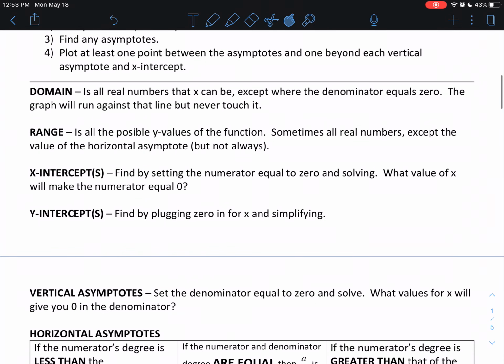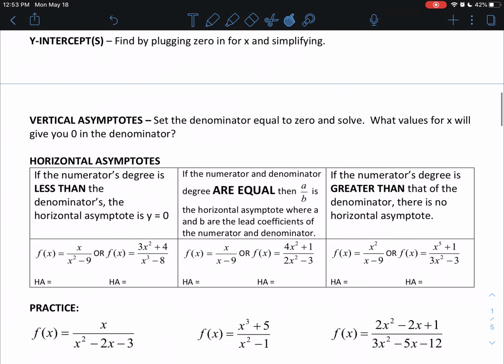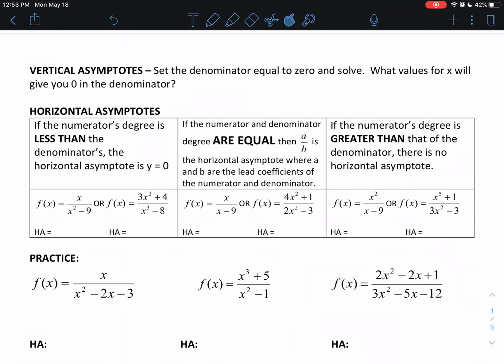All right, so domain, range, x-intercepts, y-intercepts, y'all know what that means. Y'all know the definition of these. However, this part here is where it gets important. This is the part that we're going to need to use. Vertical asymptotes. To find the vertical asymptote, set the denominator equal to 0 and then solve. And the values of x that you get, those are vertical asymptotes.